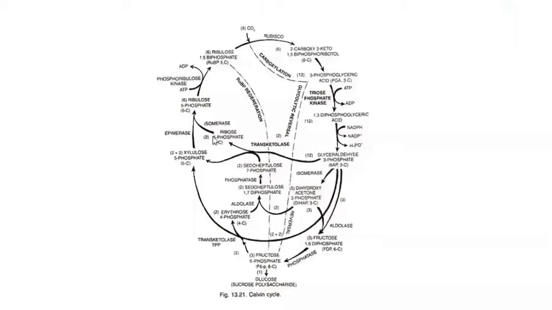In the next step of the regeneration, that is the fifth step of regeneration, ribose 5-phosphate is converted into ribulose 5-phosphate. So ribose 5-phosphate and ribulose 5-phosphate are isomeric to each other. These two compounds are interconvertible.